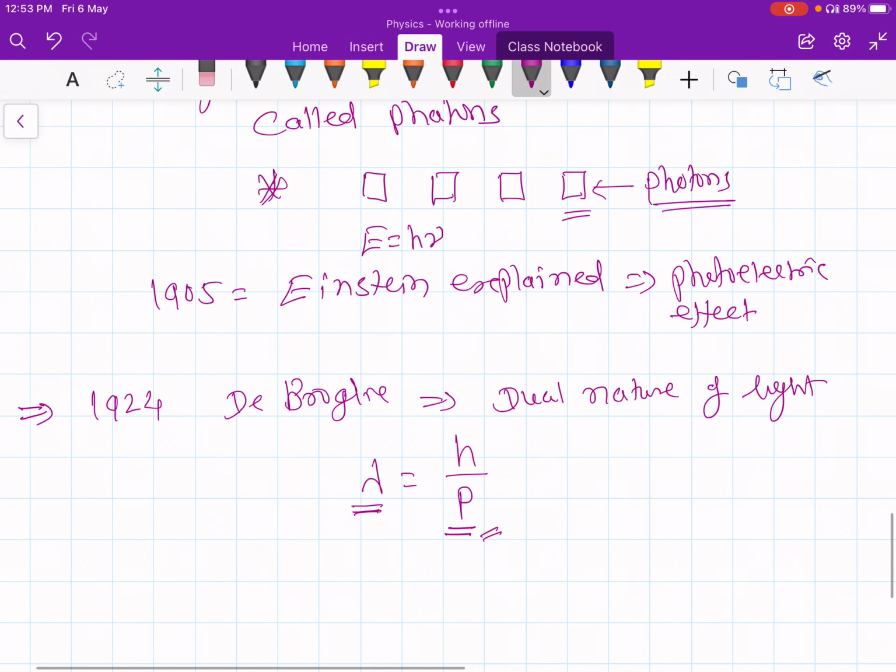We are going to study two phenomena here, interference and diffraction, and in these two phenomena we are considering light as having wave nature.